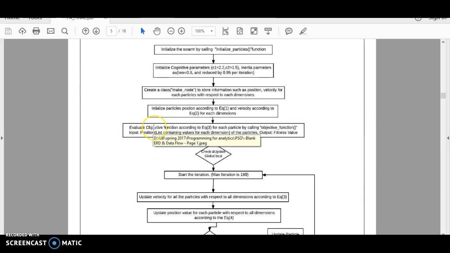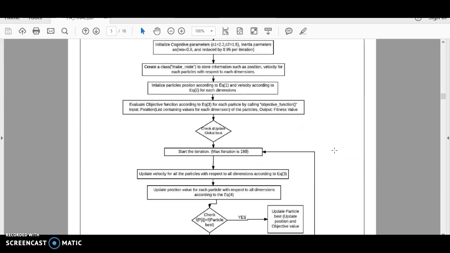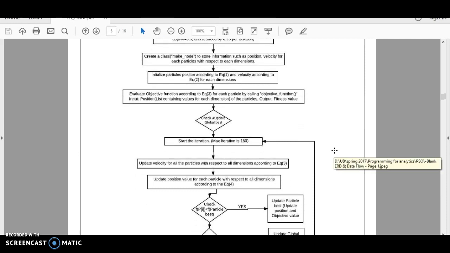So first thing is we are evaluating the objective functions of each particle by calling the function objective function. Then we are storing all the information about the position and also the objective function inside the class of each particle. So first we are updating and checking the global best particle, which at the first iteration is nothing but the minimum of the objective function values of the first particles.